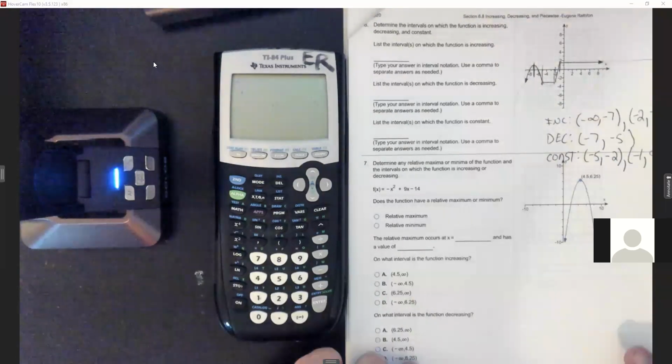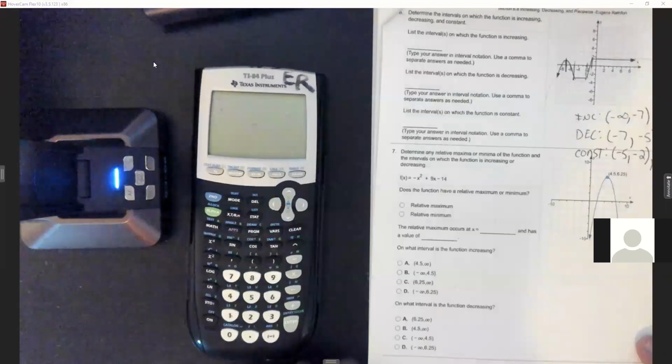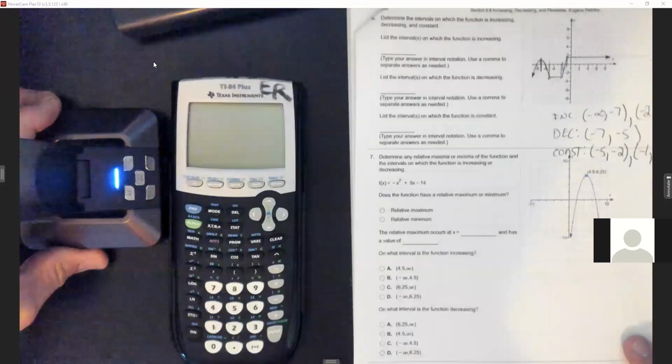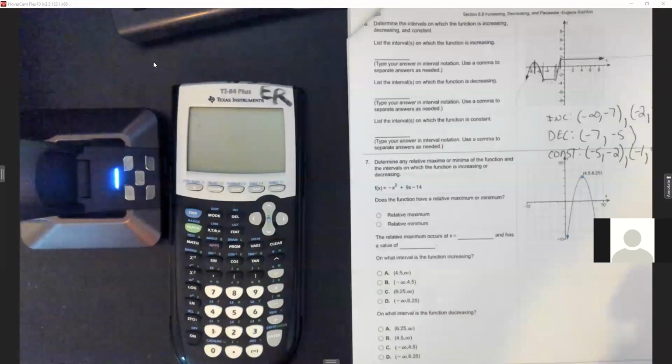All right, so I like this next one because it's going to start bringing out what we call relative mins and relative maxes.